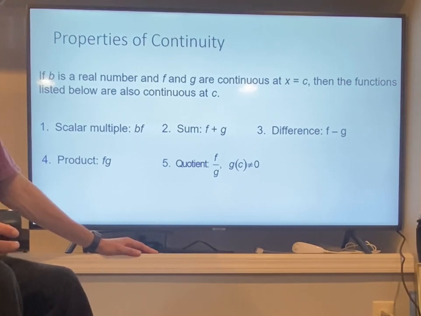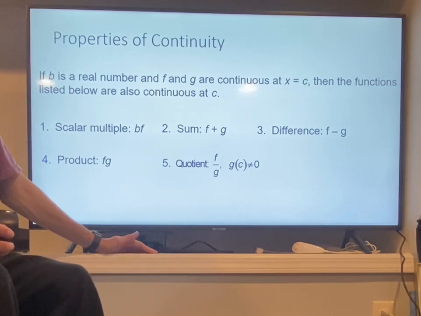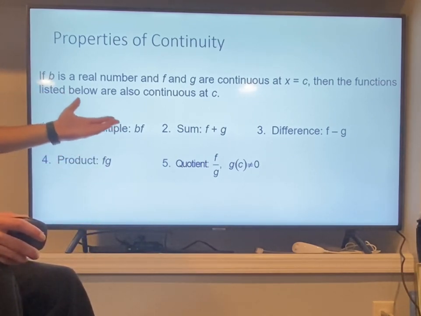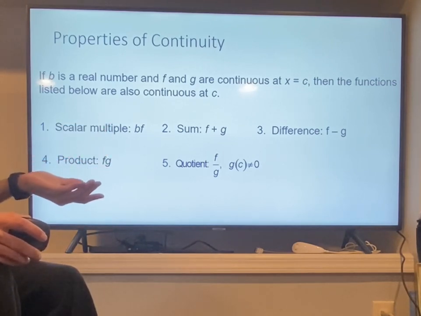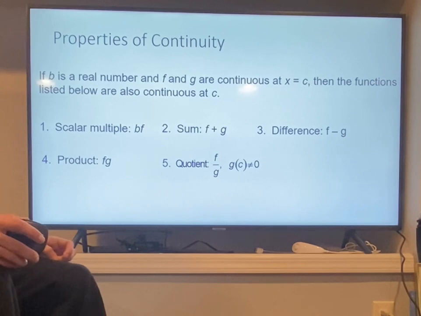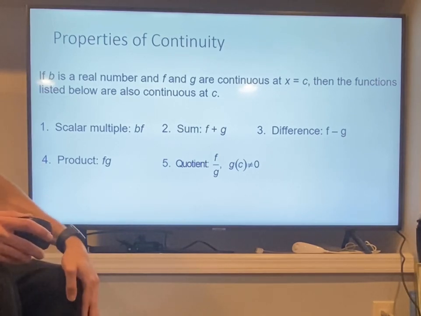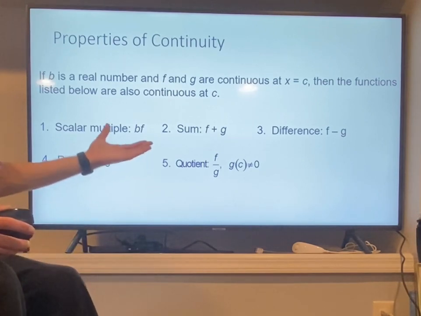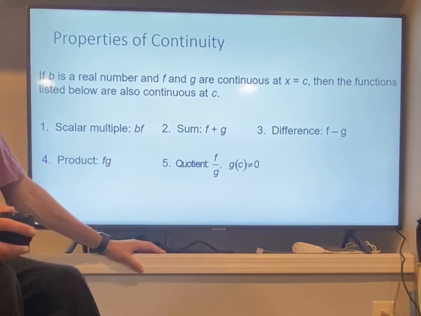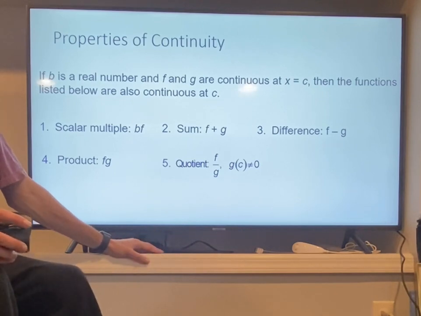If b is a real number, and f and g are continuous at x equals c, then a scalar multiplication such as b times f, a sum or a difference, f plus g, f minus g, and a product, f times g, will all be continuous at point c. A quotient, f over g, will also be continuous at point c, given that g of c is not equal to 0.